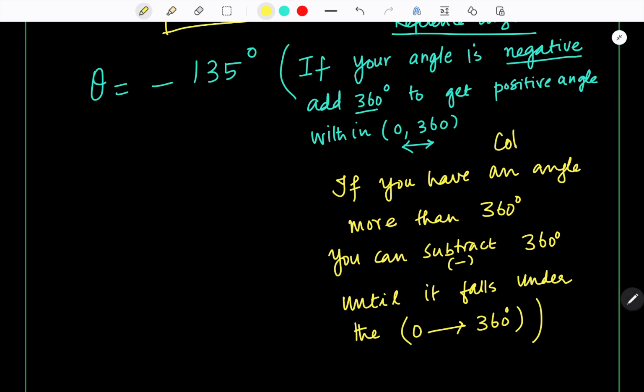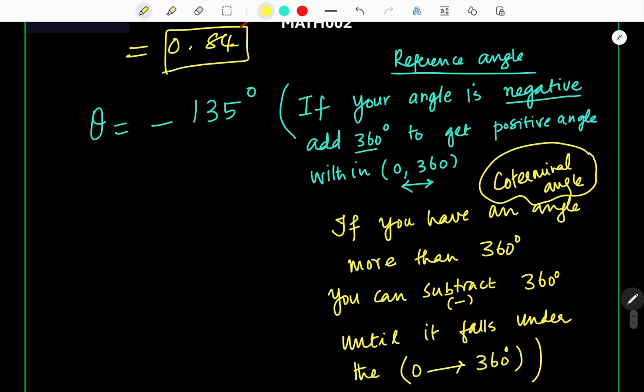Coterminal angle. So the same idea. This idea is nothing but your coterminal angle idea. Once again I'll repeat: if your angle is negative, add 360 degrees. If your angle is negative, add 360, until you get a positive angle.